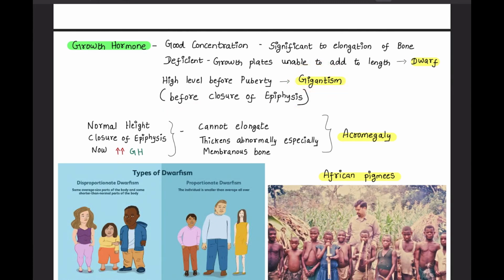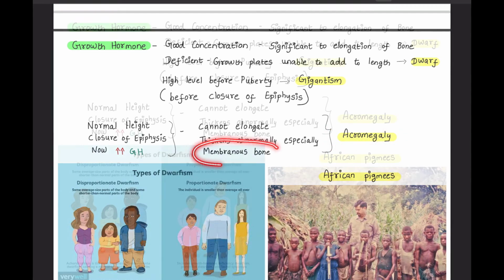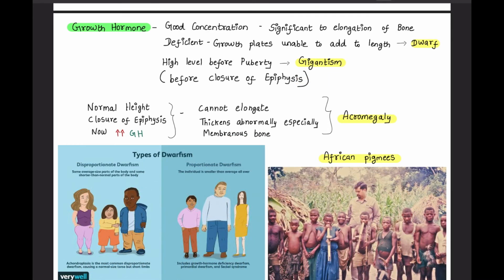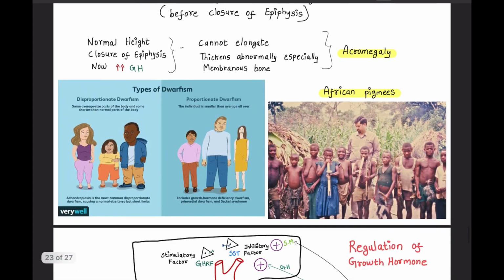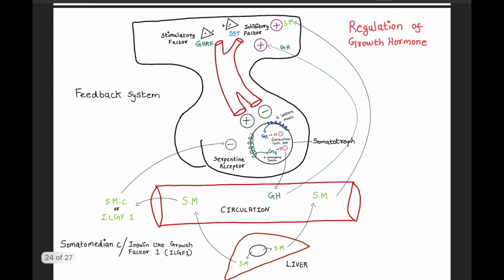And if a person has normal height and this closure of epiphysis and diaphysis, that is, epiphysis and diaphysis are fused together, now if the person has an increase in growth hormone, it will lead to the acromegaly condition. That is, it will lead to thickness of the bone, especially in the membranous bone. Membranous bones, for example, your skull bone, the face bones, and part of your clavicle, are your membranous bones in the body. Now we will see the regulation of growth hormone.